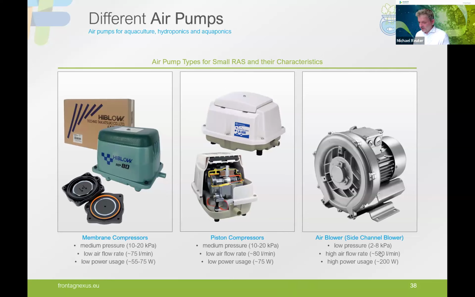Obviously, we could also have air blowers that deliver the same pressure as the membrane compressors or piston compressors. This always depends on the size. But then they would also still deliver a much larger volume flow. And that's why for small-scale systems, air blowers are sometimes not the best choice, because they just deliver too much air that we wouldn't use up. And they have a higher power usage corresponding to the higher flow they deliver.